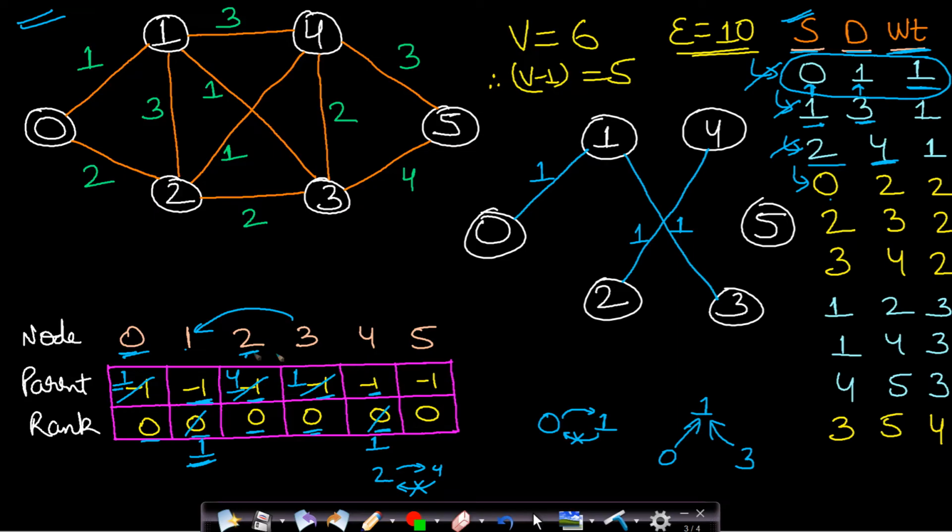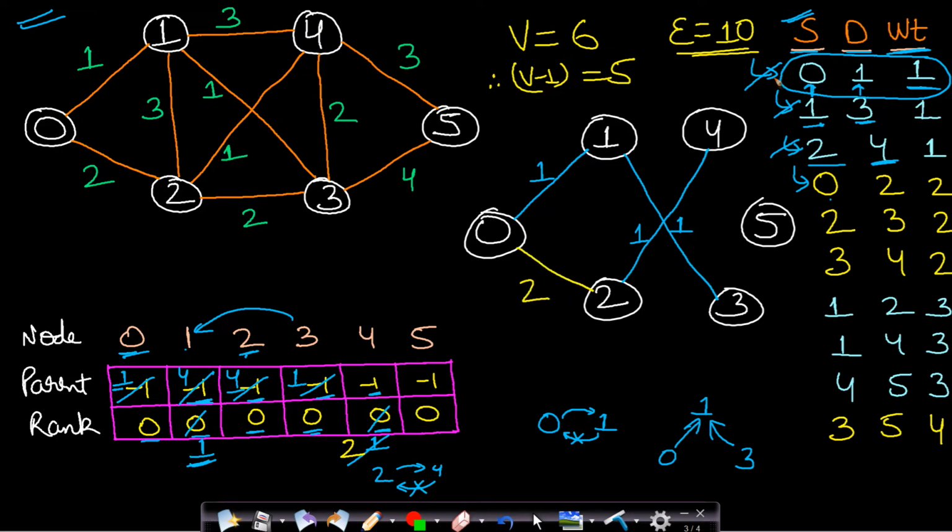Now what we will do? We will have to make this 1 point to 4 or 4 point to 1. So I will assume that I will make 1 point to 4. So the absolute parent of this one will be 4 and the rank of 4 will get incremented. So this will now become equal to 2. Okay. And this is not creating a cycle. So we will add this edge 0 to 2 having weight 2.